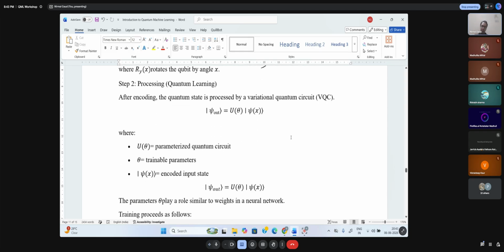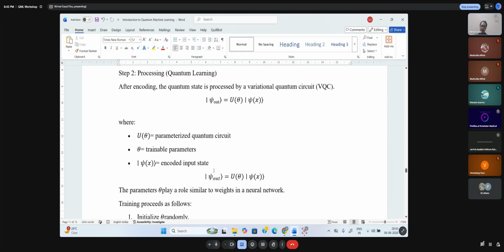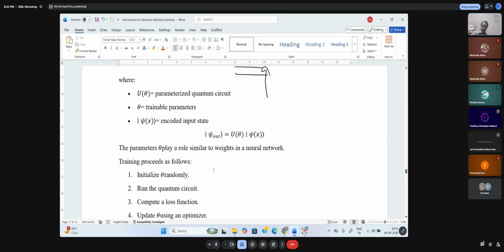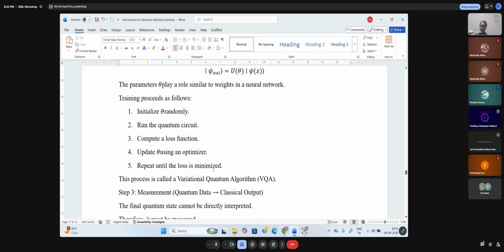Then we need to process this encoding using the quantum circuit. It is represented as: after encoding, the quantum state is processed by the variational circuit U(theta) applied on your quantum input, or qubit, where theta is a trainable parameter. So theta we initialize randomly, run it over the circuit, and the loss is computed, optimized, and minimized.